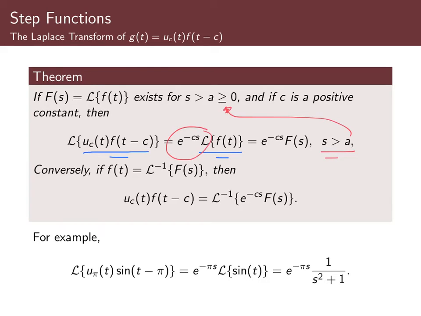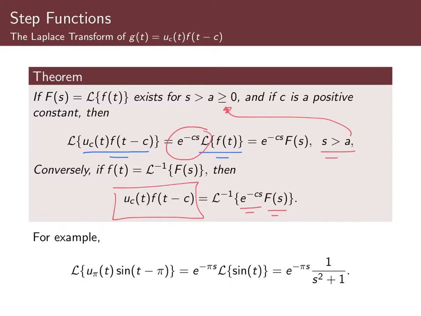And then conversely, if you're trying to take the inverse Laplace transform of e to the minus cs times something you know the inverse Laplace transform of, you end up with the function f moved over c units times the unit step function centered at c.